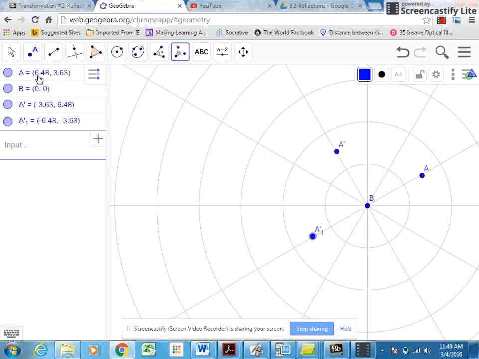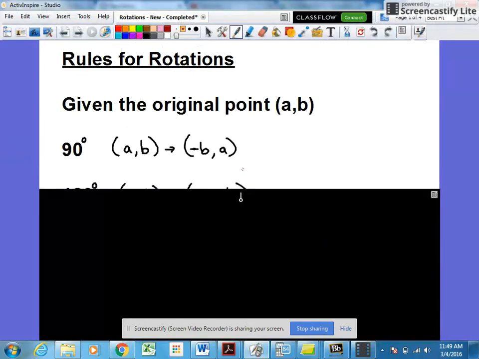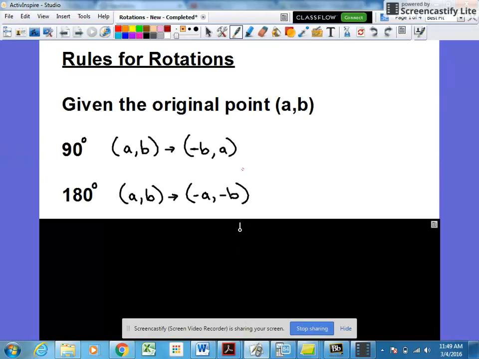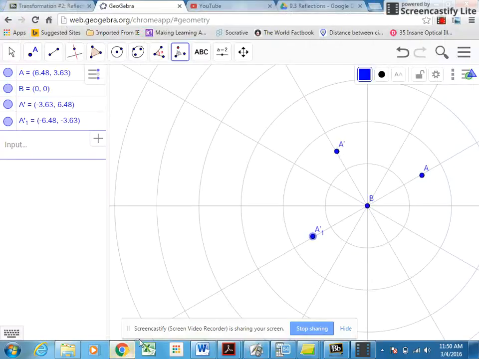As you can see here, x comma y now becomes negative x comma negative y. So looking at our chart here, for a 180-degree rotation, any point A comma B, its new location after that 180-degree rotation would be negative A, negative B. So whatever the original x value was, make it opposite. Whatever the original y value was, make it opposite as well.